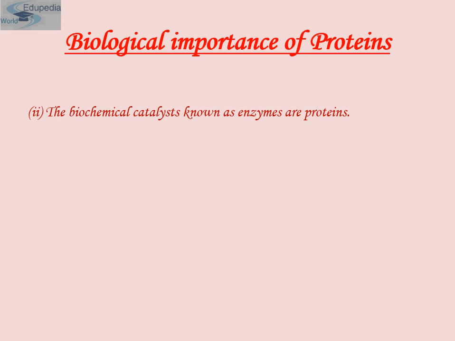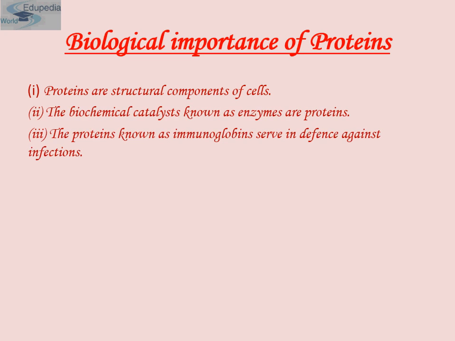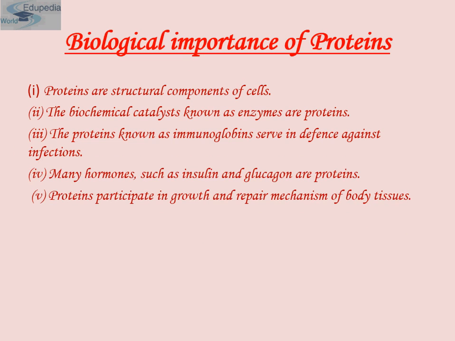What is the biological importance of protein? Proteins are the structural components of cells. Second, the biochemical catalysts known as enzymes are proteins. The proteins known as immunoglobulins serve in defense against infections. Many hormones such as insulin and glucagon are also proteins. Proteins participate in growth and repair mechanisms of body tissues. A protein called fibrinogen helps to stop bleeding.